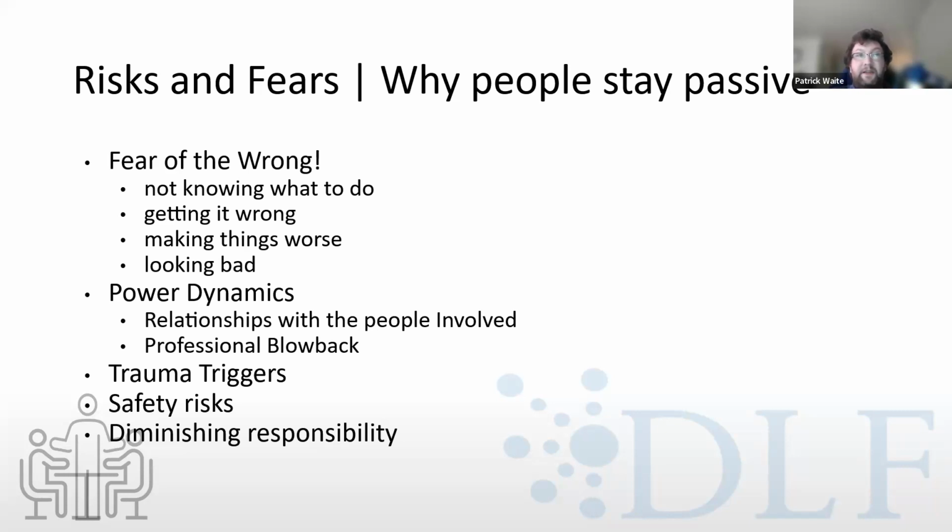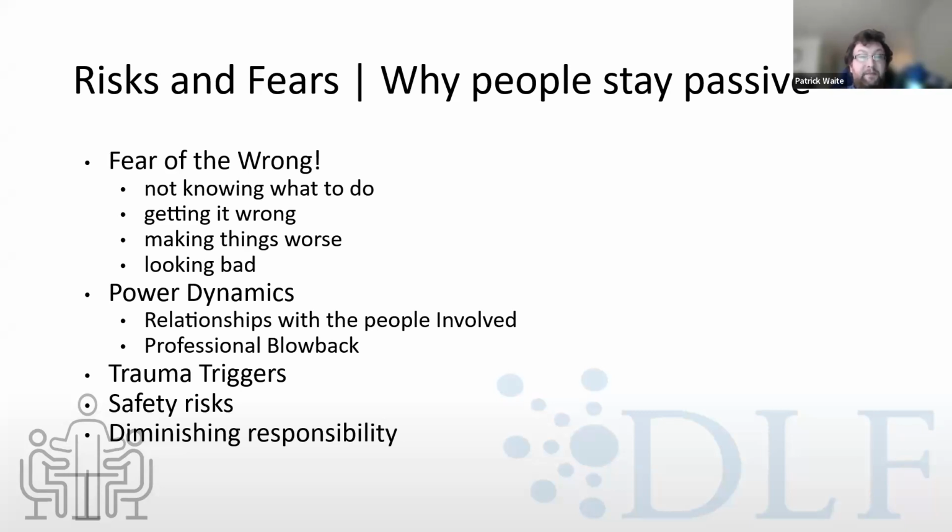So we have things like the fear of the wrong. These tend to be a little bit more freezing up around internalized conflicts about getting involved, like not knowing what to do, potentially getting it wrong, maybe making things worse, or even looking bad in the moment.